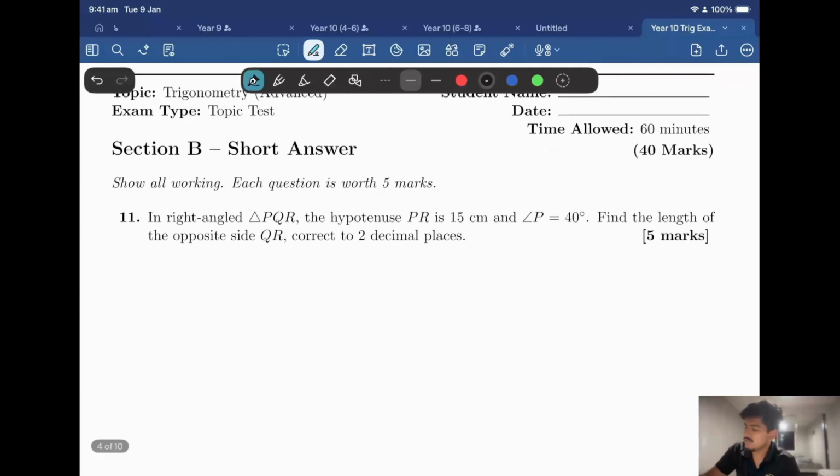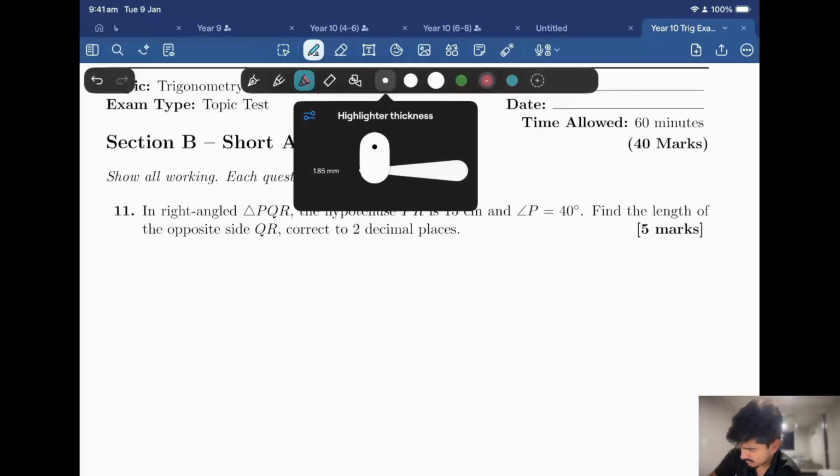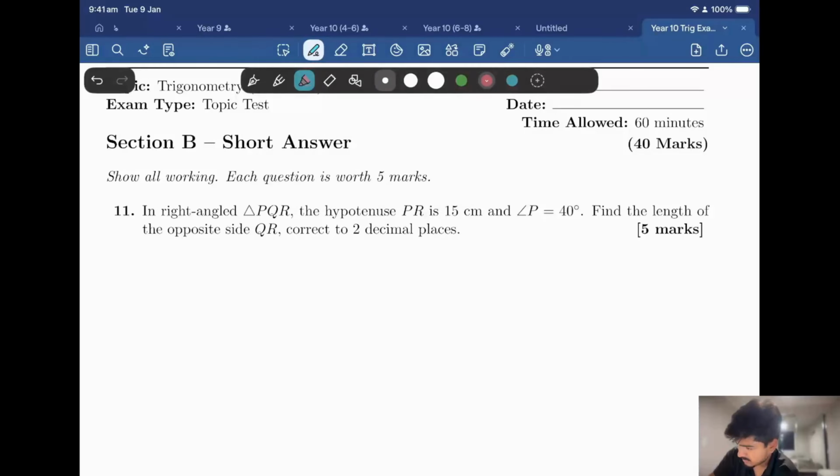Okay, so next question. In a right angled triangle PQR, the hypotenuse. Okay, so very important to highlight all the main points. So the hypotenuse PR is 15 centimeters, angle P is 40, the length of the opposite side QR. So that's all we need to find, right? To 2 decimal places. Okay, so let's do that.